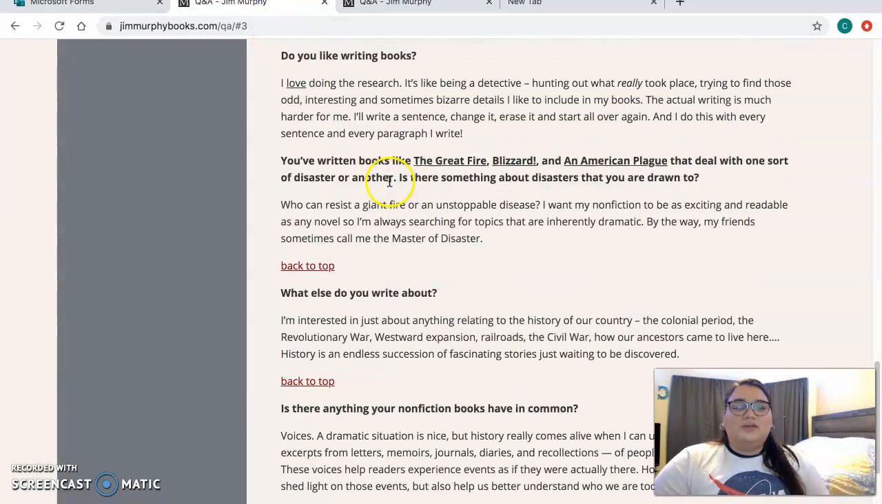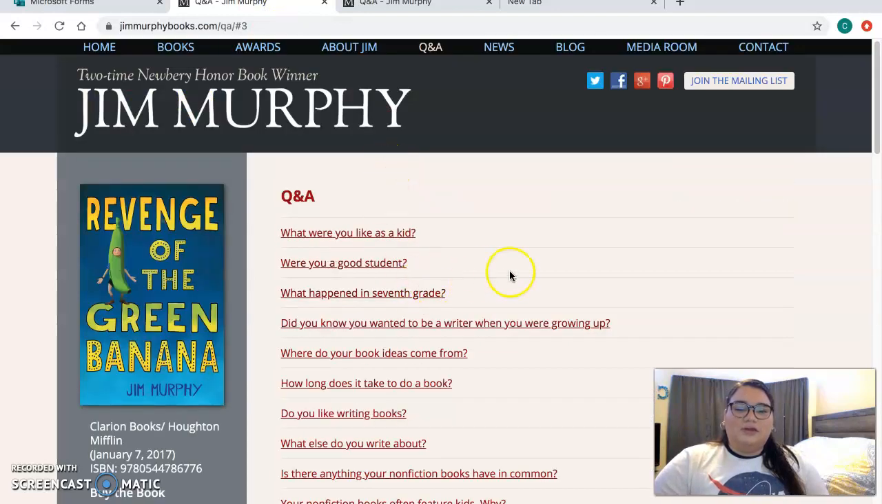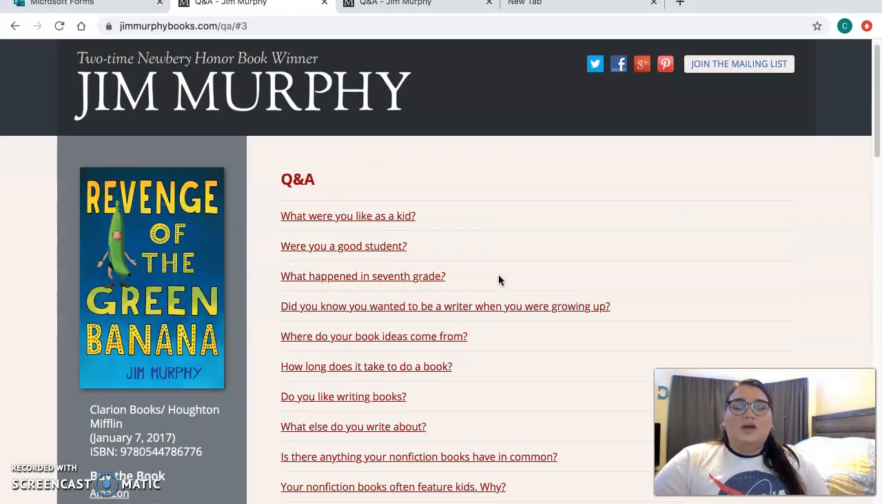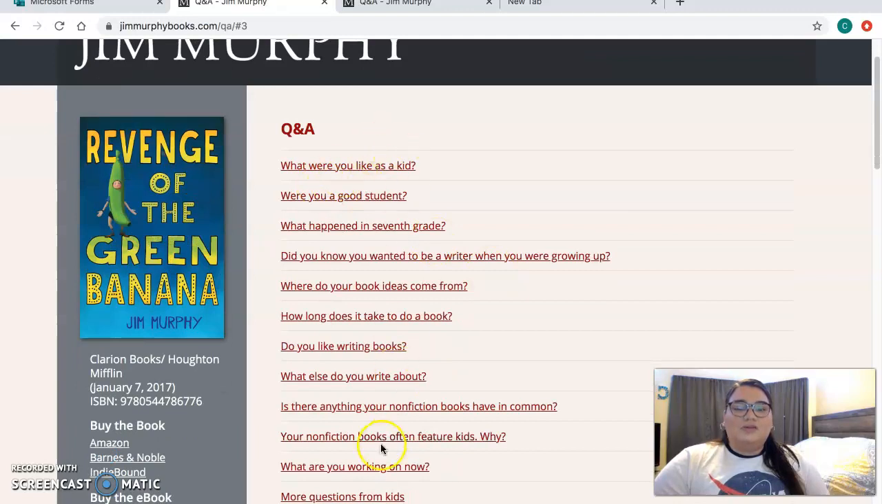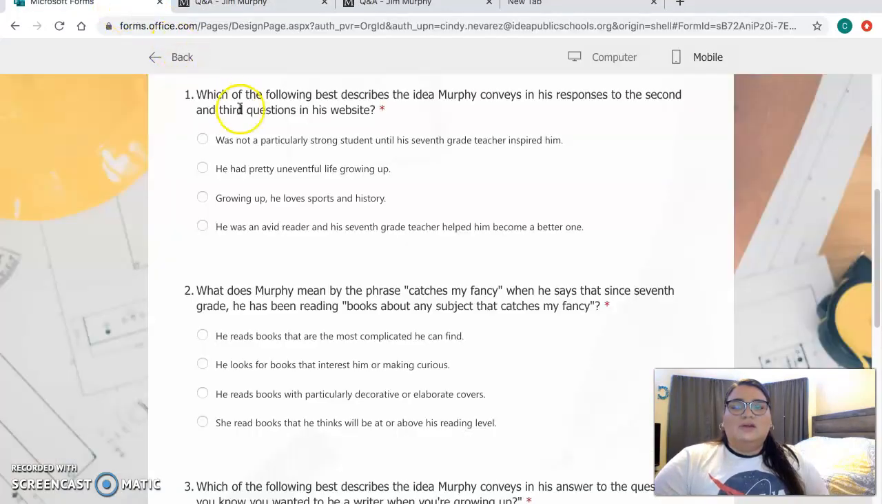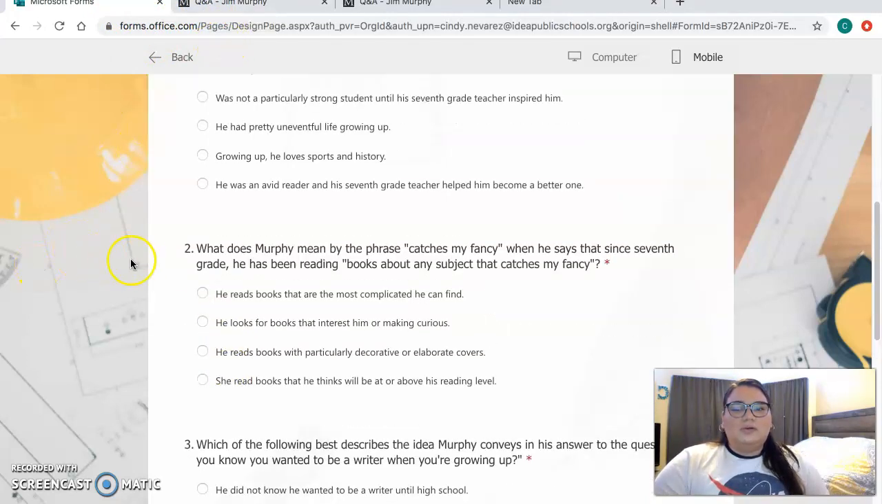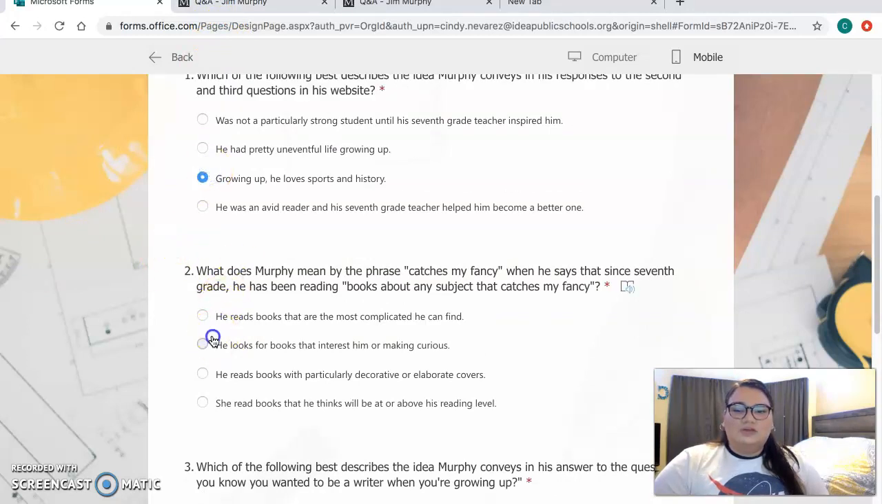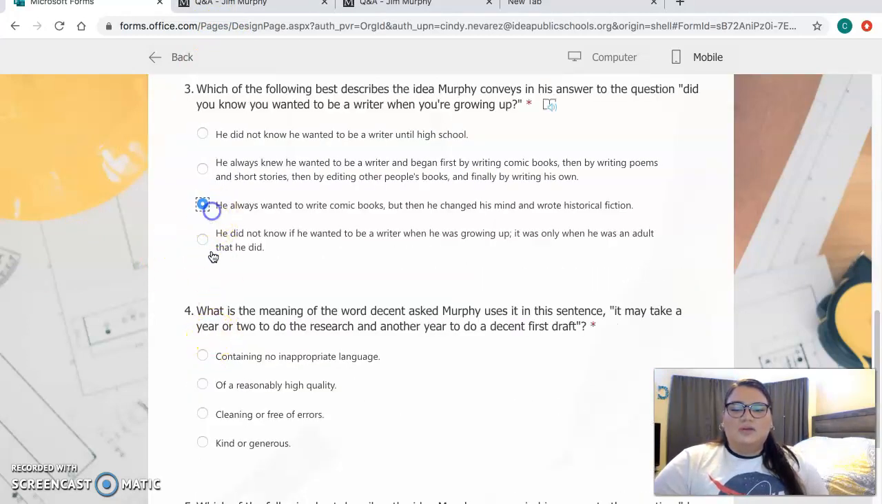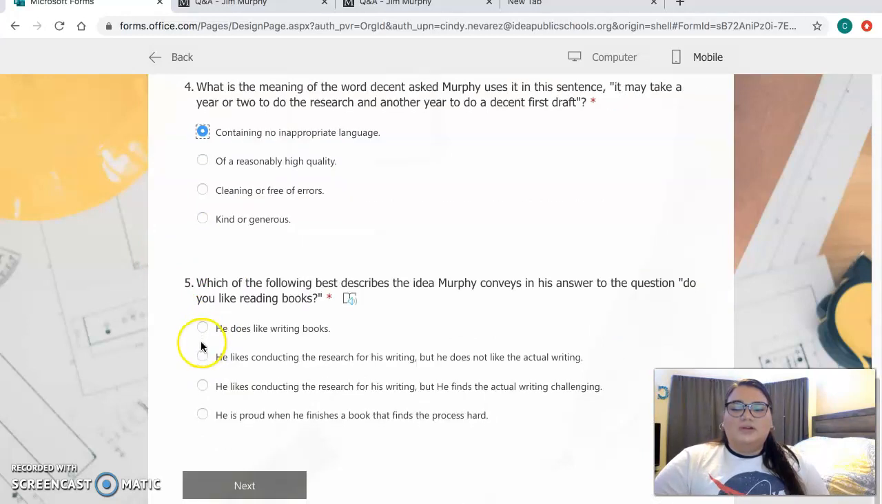So in there they're already giving you a clue that the answer might be under what happened in 7th grade, or one of these questions. So it's just about finding the information. It doesn't mean that the answer is going to be word by word there. You obviously have to critically think about the answer, but it's pretty straightforward. So I'm just going to put whatever responses right now just so I can get through the rest of the assessment. Do not write these answers in.